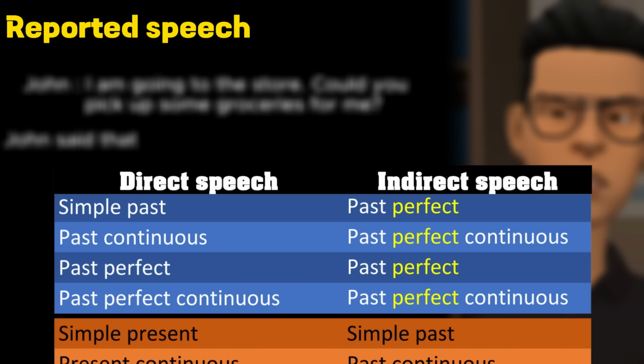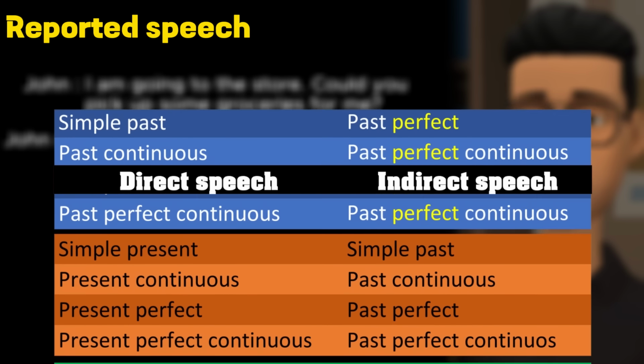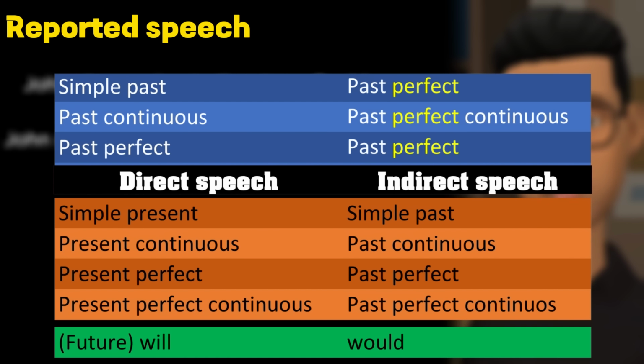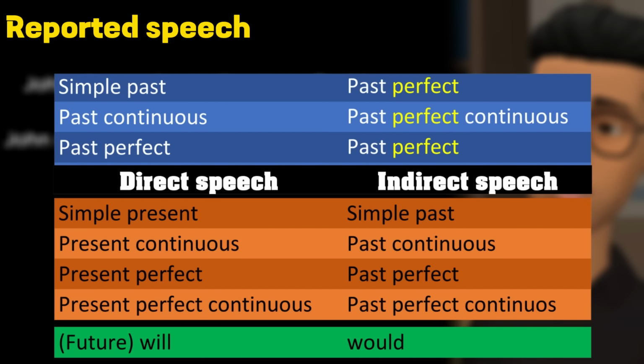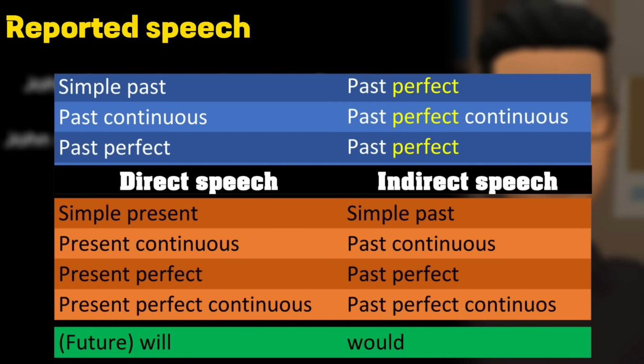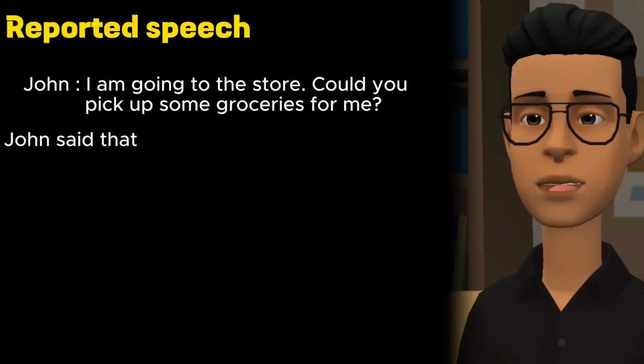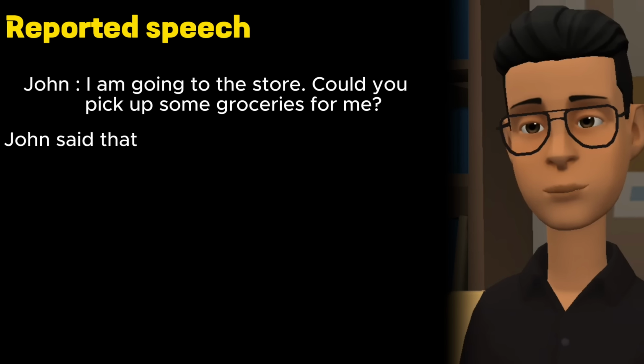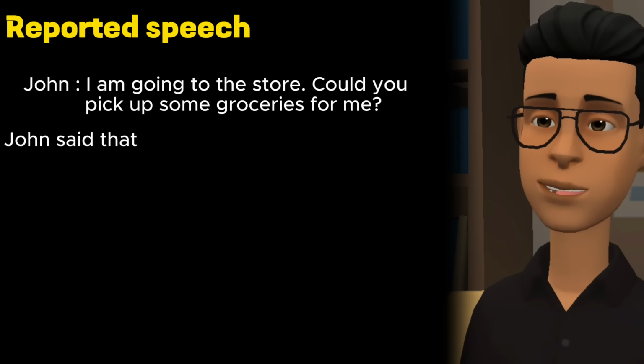What happens to the present tense? It converts into its past form. That means simple present will change to simple past, present continuous to past continuous, present perfect to past perfect, and present perfect continuous to past perfect continuous. If there is future tense, then you just have to replace "will" with "would". As simple as that.